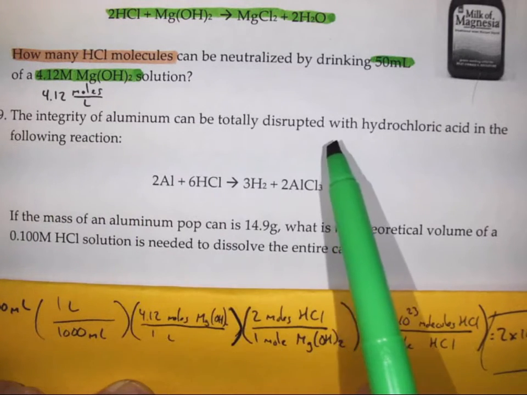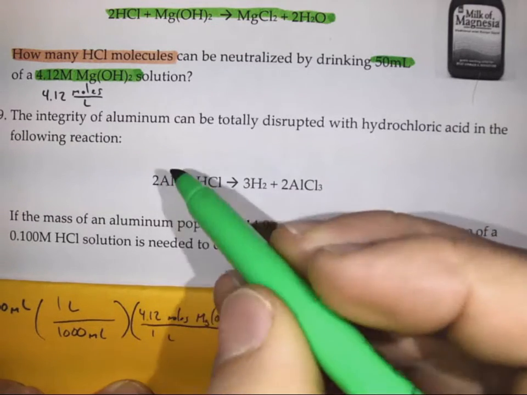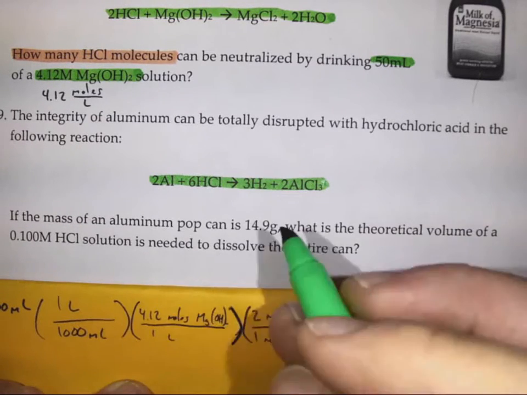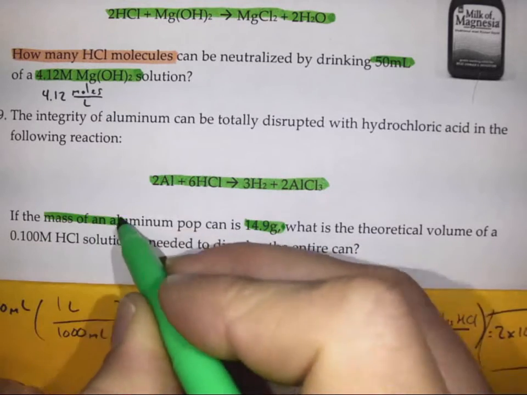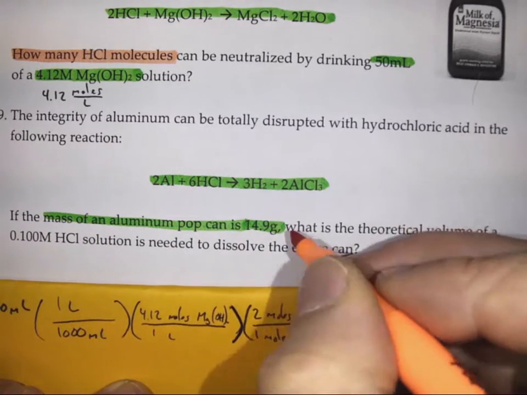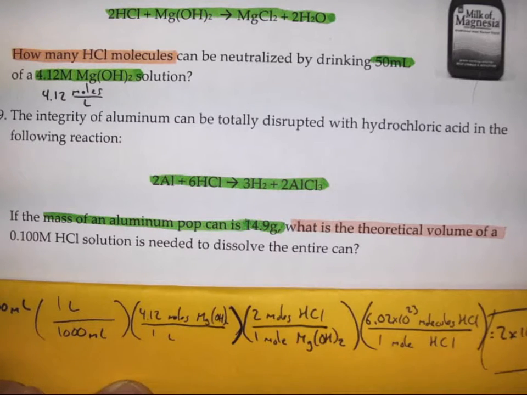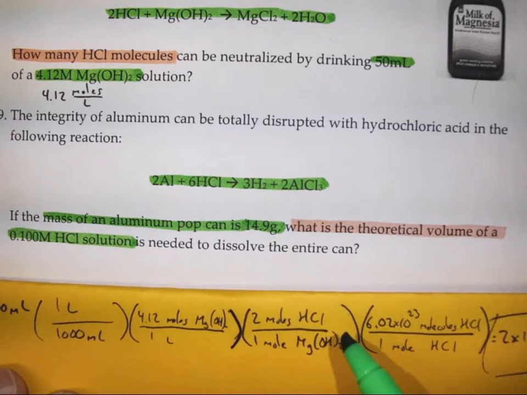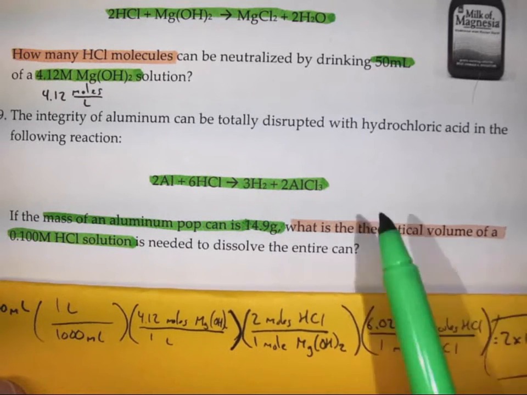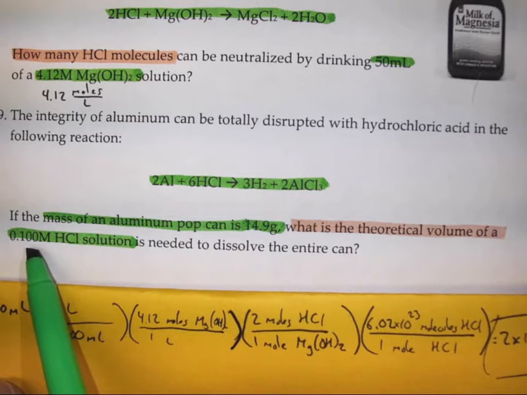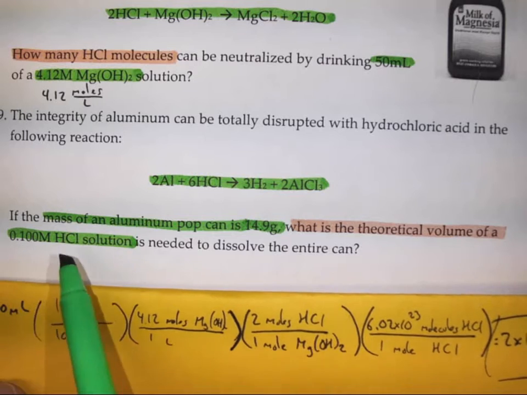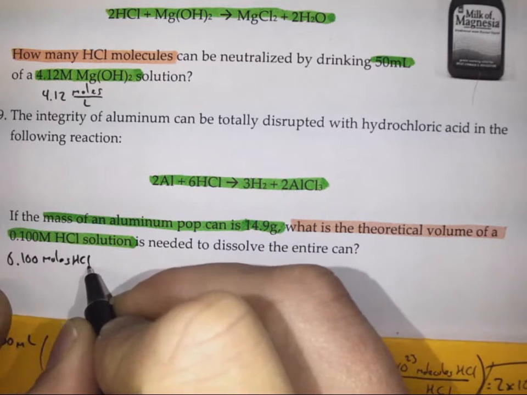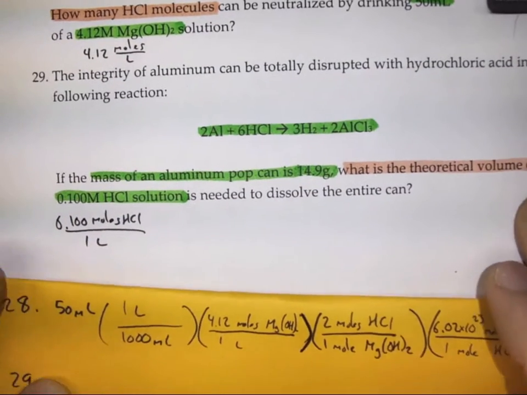So what do we got here? You can disrupt aluminum with hydrochloric acid. This is the reaction. Looks like it's balanced, which is nice. And let's see, the mass of an aluminum pop can is 14.9 grams. Okay. We want to know what is the theoretical volume of a 0.1 molar solution that you'd need to dissolve the entire can. Okay, so we know we have some amount of 0.1 molar solution, which we should convert into 0.100 moles of HCl for every 1 liter. We've got to remember that's what that means.